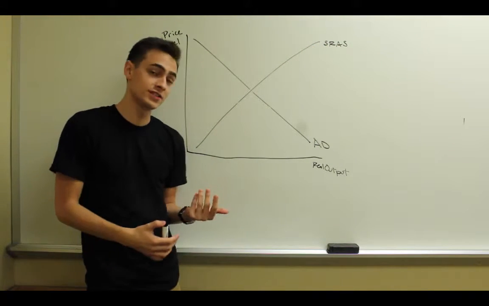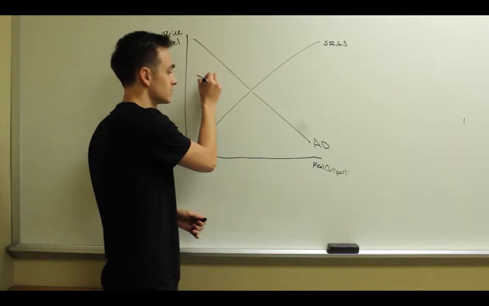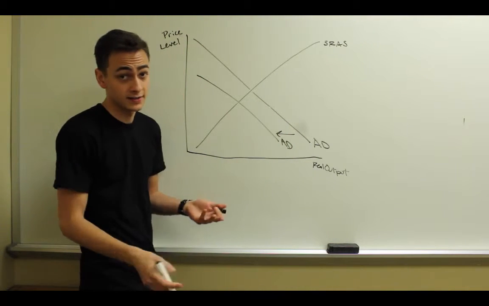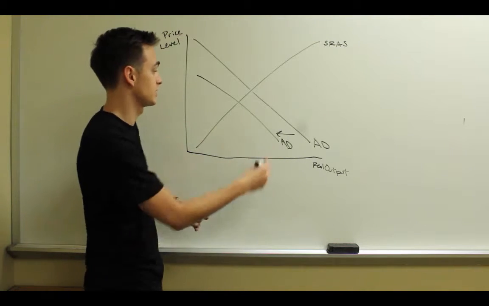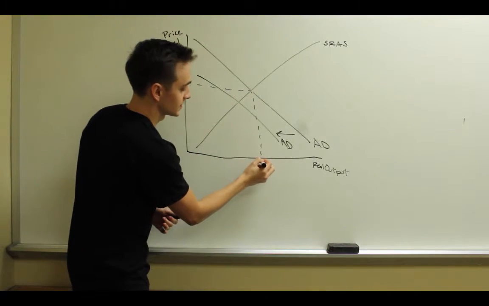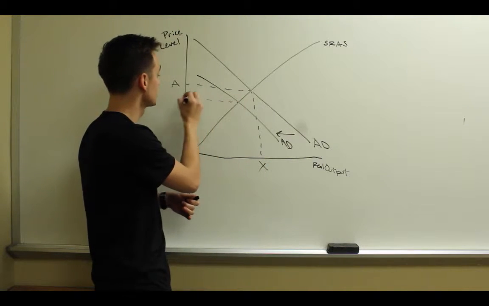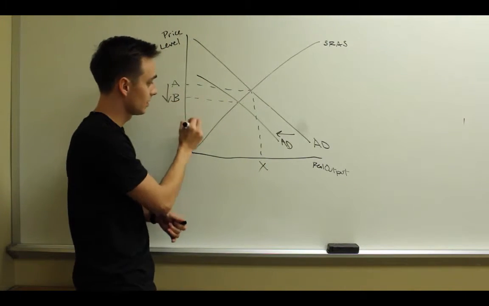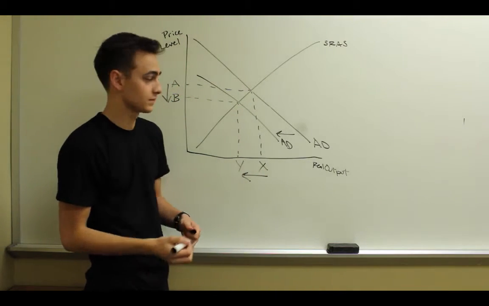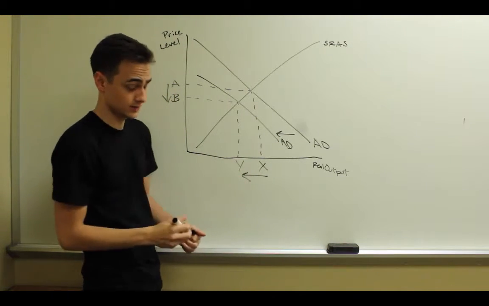Alright, so now we know what shifts these curves, but let's look and see what happens when these curves shift. So let's say the aggregate demand decreases. Maybe government spending decreased, something like that, consumption goes down. Anyways, we're here. Let's see what the implications of that are. So we used to be at this price level, at this output. What happens when aggregate demand shifts in is we move to a lower price level and a lower output. So when aggregate demand decreases, price level decreases and output decreases.